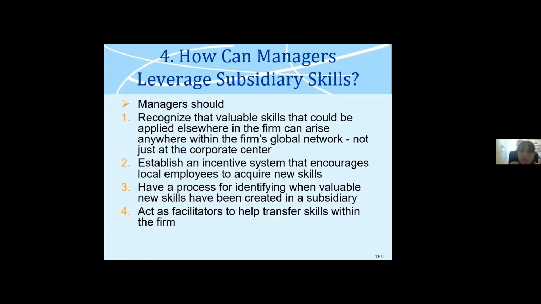The last question: how can managers leverage subsidiary skills? When we discuss the core competencies of a specific firm, the idea is that valuable skills are developed first at home and then transferred to foreign operations. However, for more mature multinationals that have already established a network of subsidiary operations in foreign markets, the development of valuable skills can just as well occur in foreign subsidiaries. Skills can be created anywhere within a multinational's global network of operations, wherever people have the opportunity and the incentive to try new ways of doing things. Leveraging the skills created within subsidiaries and applying them to other operations within the firm's global network may create value. And this is very important.